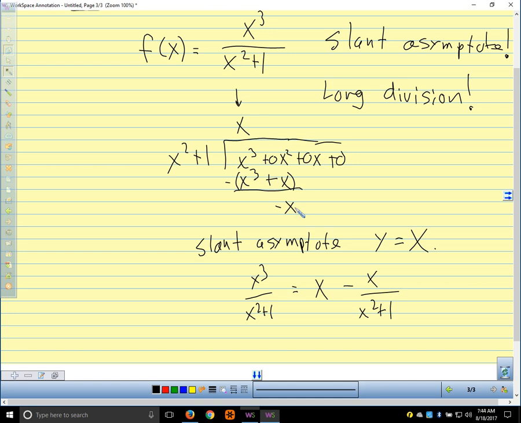All right, so you will have some with slant asymptotes. All right, our homework. Again, pick a variety of problems.